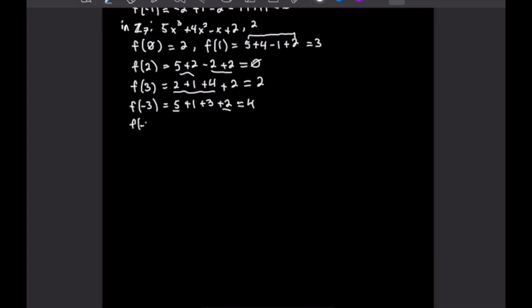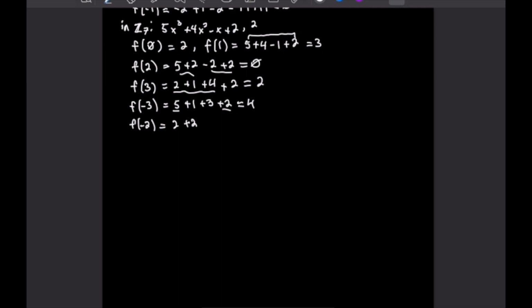So f of -2 is going to be equal to 5 times -2 cubed, but -2 cubed is -8. Then we'll have 5 times -8, which is -40. And since we already know that 40 is 5, it'll just be -5, and -5 is simply equal to 2. So we'll get a 2 from that first term. For our second term, we'll have 4 times x squared, but -2 squared is just 4. So we'll be left with 4 times 4, which is 16, which is also 2.